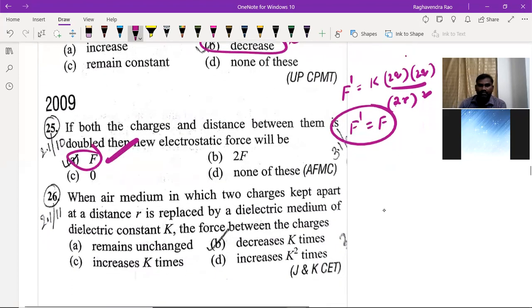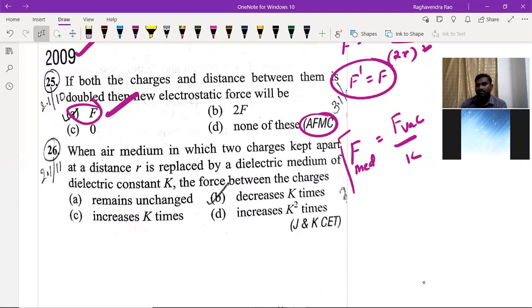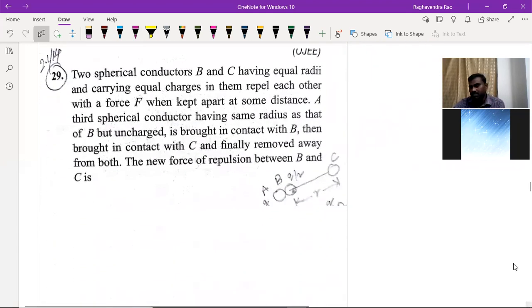Okay, so 2019, 2009 AFMC. When two charges kept apart at distance r in an air medium are placed in a medium of dielectric constant K, the force between them becomes F medium is equal to F vacuum by K. It decreases by K times. So this is an NCERT exercise question and also a previous question. Very important. We should concentrate more. This model is also given.